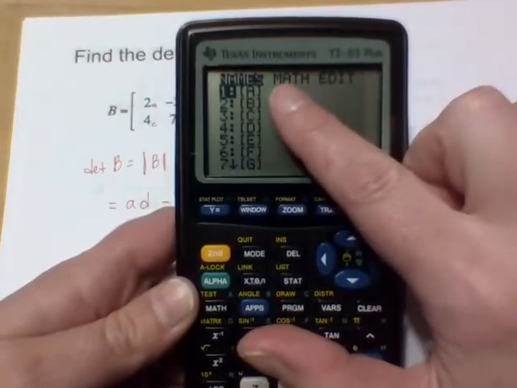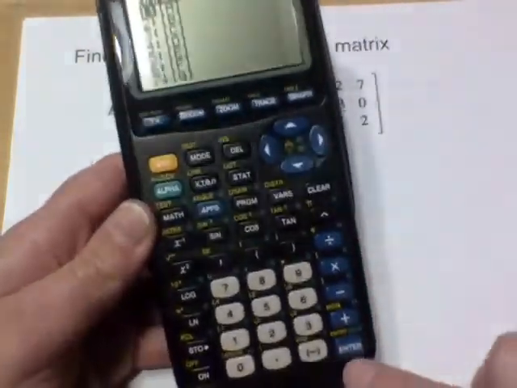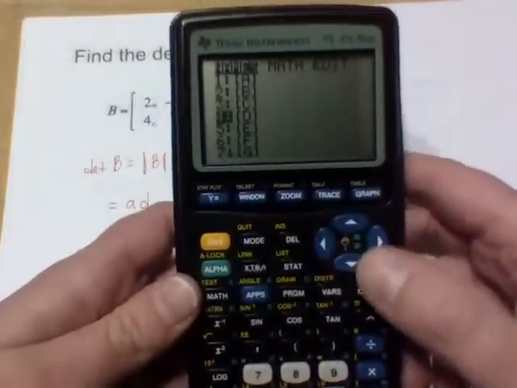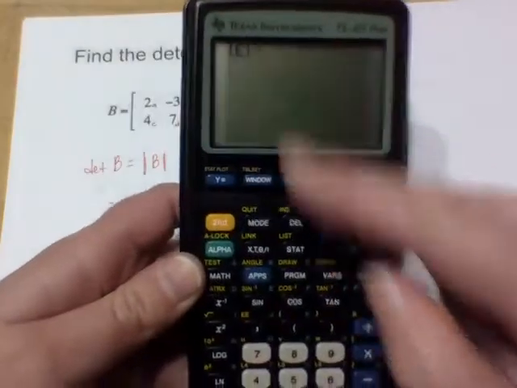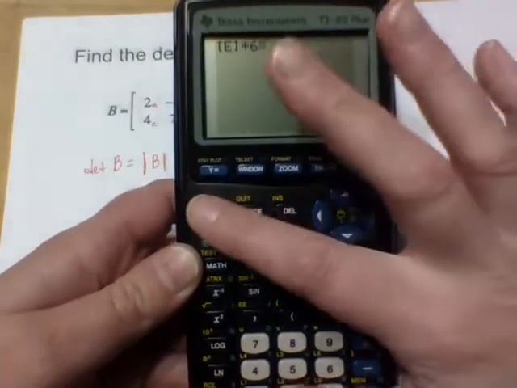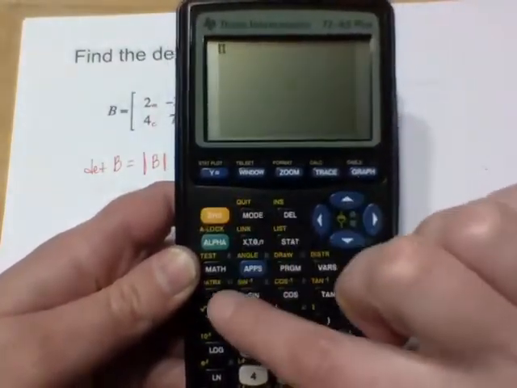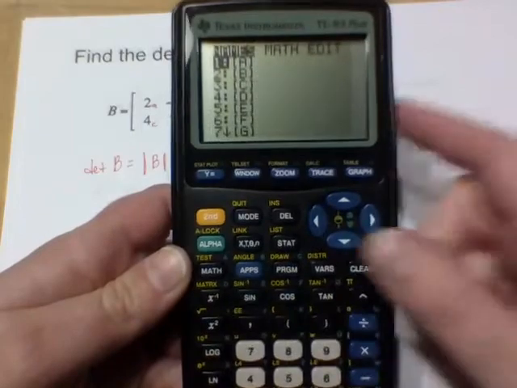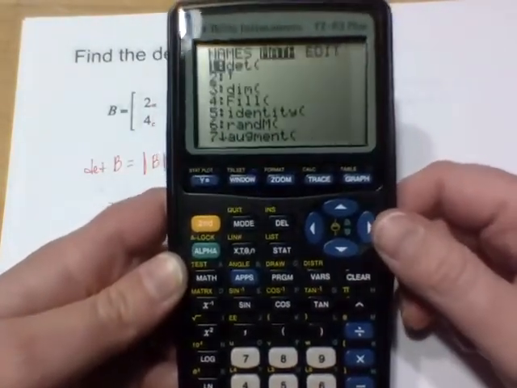In order to do some math operations with these, you can bring them to your home screen by just pressing enter. So if I wanted to do something with matrix E, for instance, I would just select it and now it's on my home screen. And then I could multiply by 6 or something if I wanted to. All right. So again, going to second and then up here to the x negative 1, we also have some math operations, and that's kind of what we're going to be dealing with here.